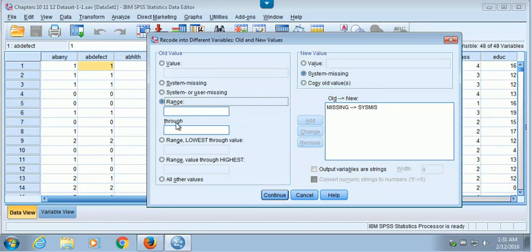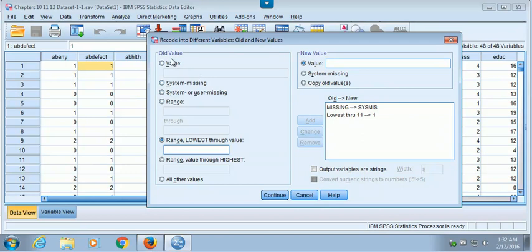If you're doing less than high school, you can start from the lowest range. This is going to be 0 up through 11, because remember, 12 is a high school graduate. So 0 up to 11 is going to be recoded as 1, which is less than high school. Then value 12, high school graduate, is going to be coded as 2.